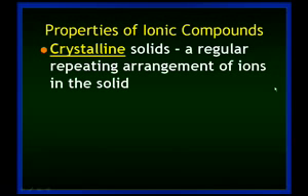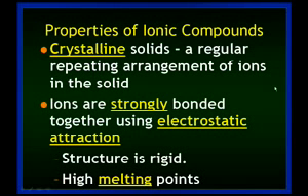Okay, so let's talk about some properties of ionic compounds. They are crystalline solids. What that means is they have a regular repeating arrangement. That's all a crystal is, just a repeating basic structure again and again. The more perfect the repeating structure, the more perfect the crystal is. So all of these ionic compounds are some sort of crystal structure. The ions are strongly bonded through electrostatic attraction. I mentioned that before. I keep mentioning it, so it's obviously a very important point.